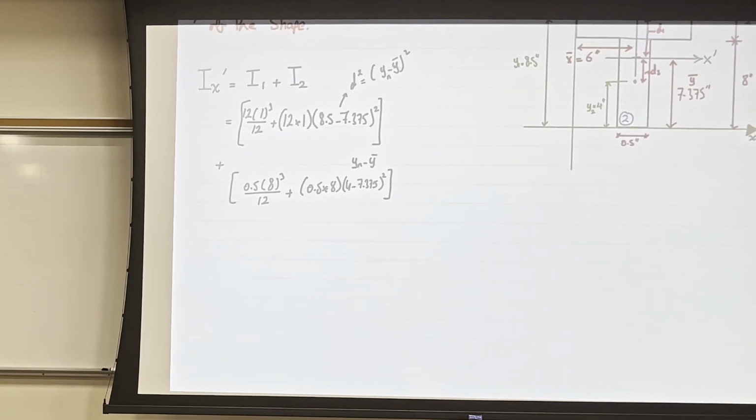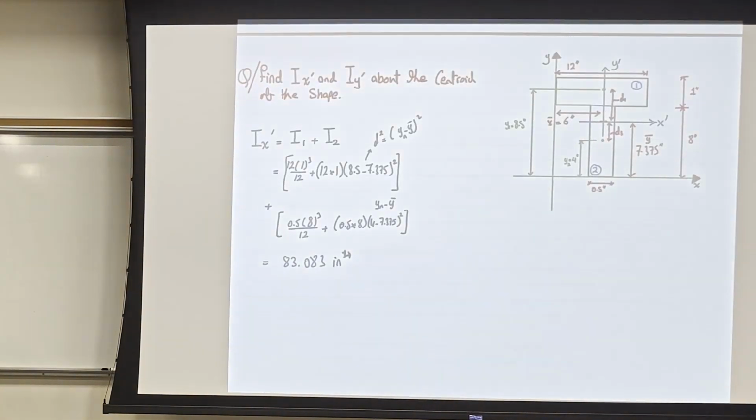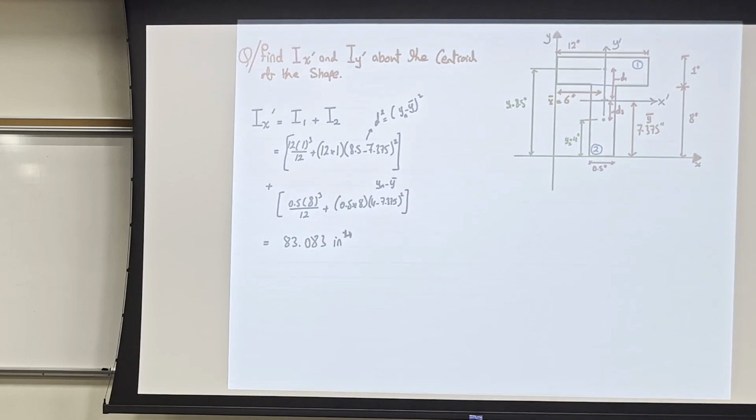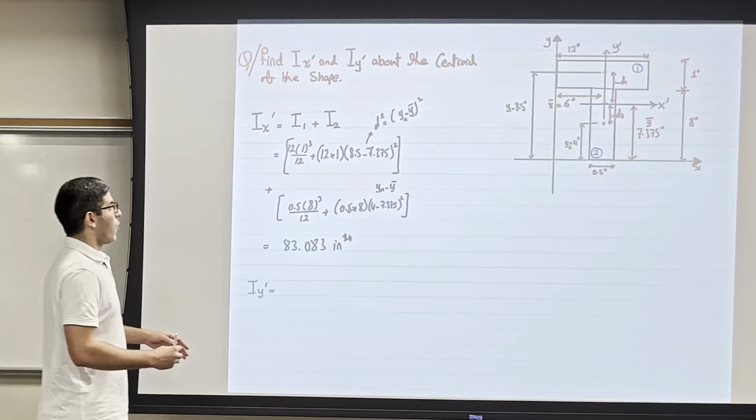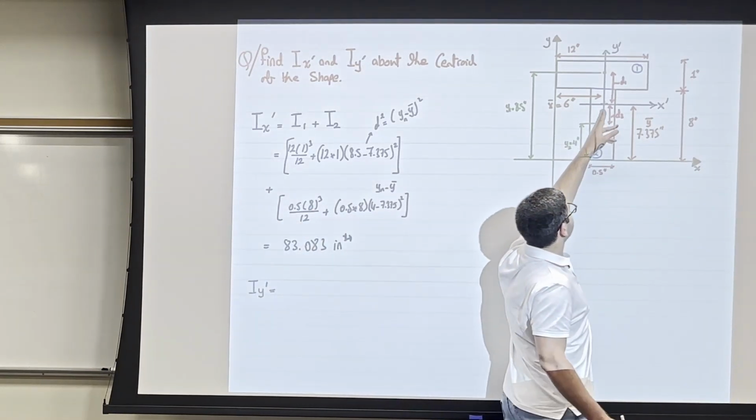So if we solve this, we're going to find 83.083. Now it's important to write the units. The units of the inertia is inch to the power 4. Okay? So now I finished Ix, the moment of inertia about x dash. And now I want to find the moment of inertia about y dash. Okay? Y dash is here, right?